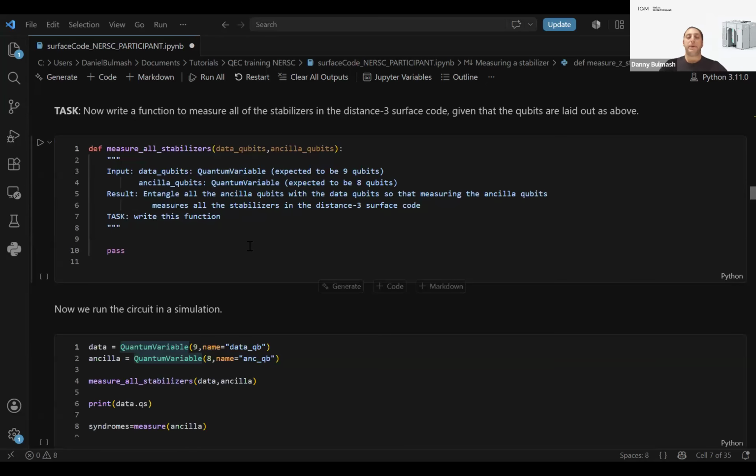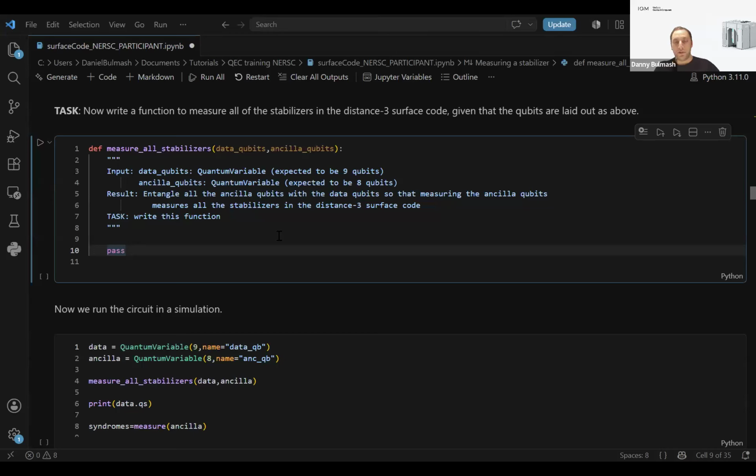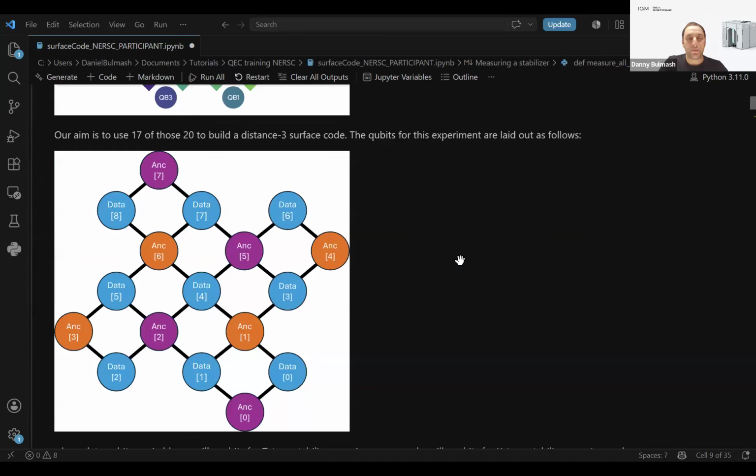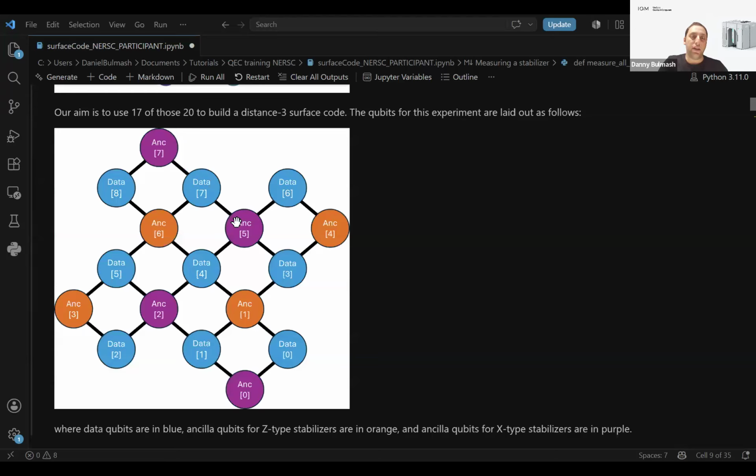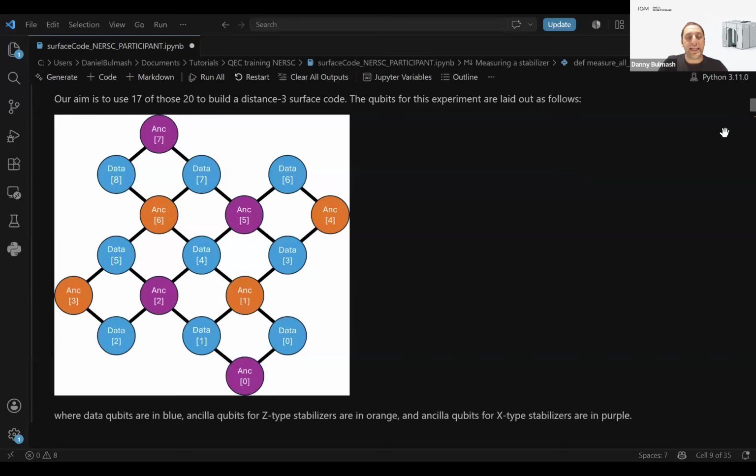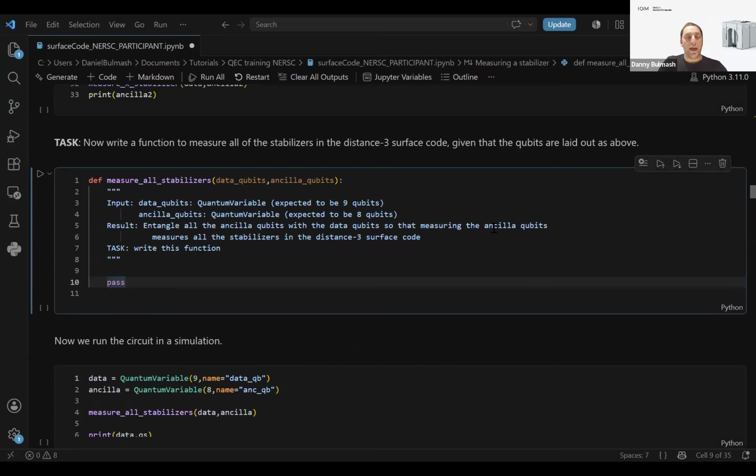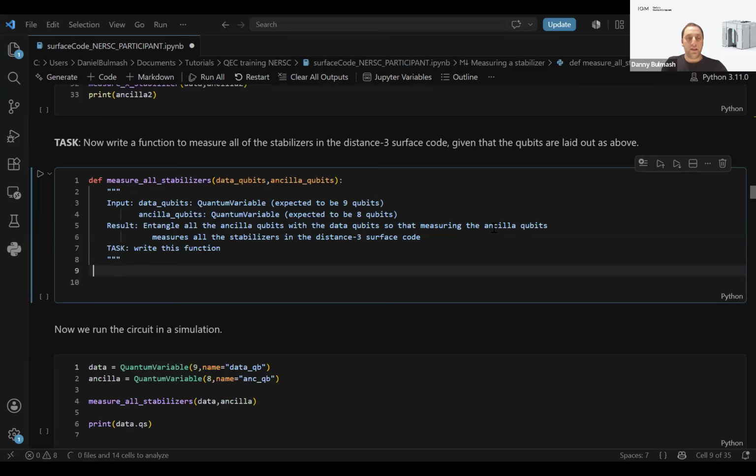Okay, but now comes a big piece. Now, once we've defined these functions here, our aim is to measure all of the stabilizers that show up in the surface code. So let's start with how many stabilizers are there? Well, let's take a look. Here's the surface code. Blue is data qubits, and the other colors correspond to stabilizer measurements. So we can count that there are 8 ancillas, and so we should have 8 stabilizers, right? And 4 of them are Z, and 4 of them are X-type stabilizers.